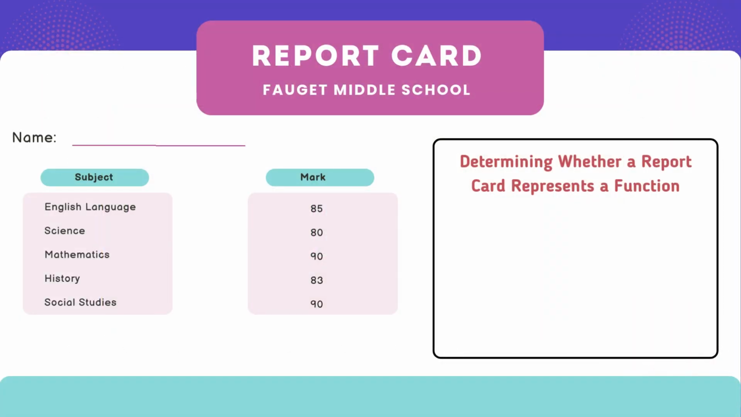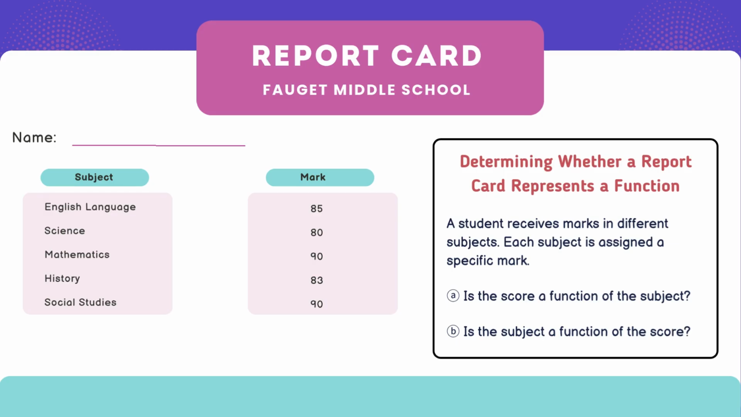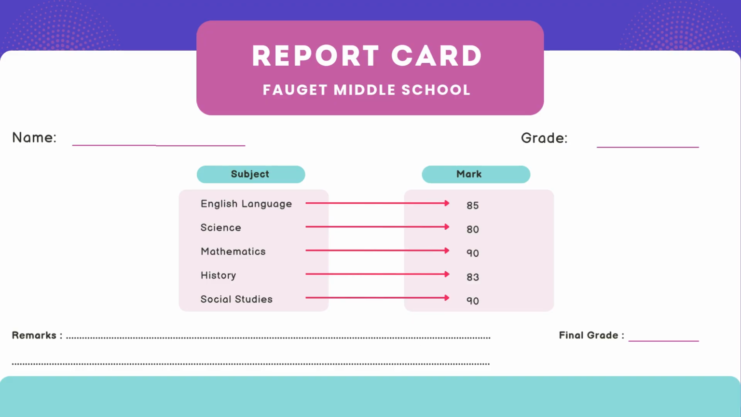Next up, we have a report card where a student receives marks in different subjects. Each subject is assigned a specific mark. Let's explore two important questions. A, is the score a function of the subject? B, is the subject a function of the score? Let's think it through step by step. First, imagine the subjects as input values and the marks as output values. We see that each subject has exactly one mark assigned to it. That means the marks are a function of the subject.